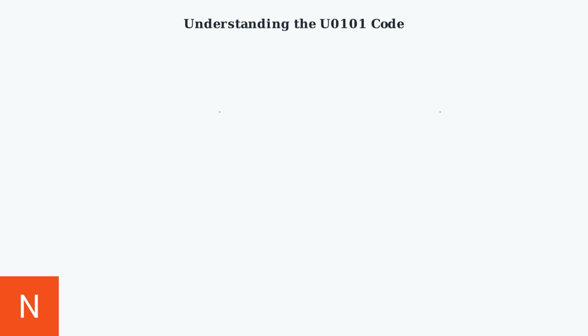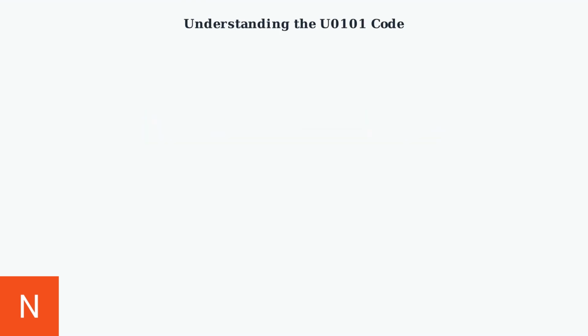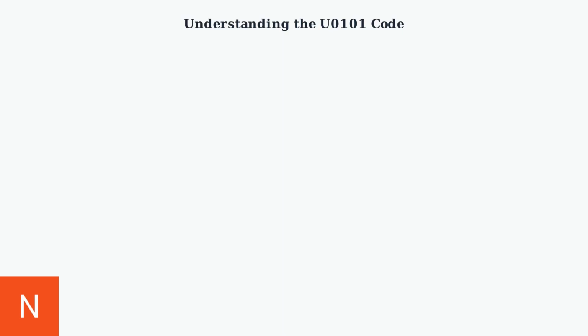The U0101 diagnostic trouble code indicates a complete loss of communication between the engine control module and the transmission control module. This is classified as a network communication issue that affects vehicle operation. Modern vehicles use a controller area network, or CAN bus system, for communication between modules. Here we can see how various control modules connect through this network architecture.